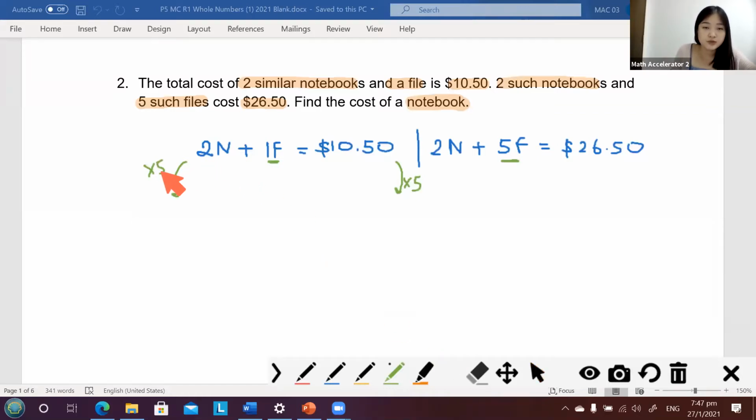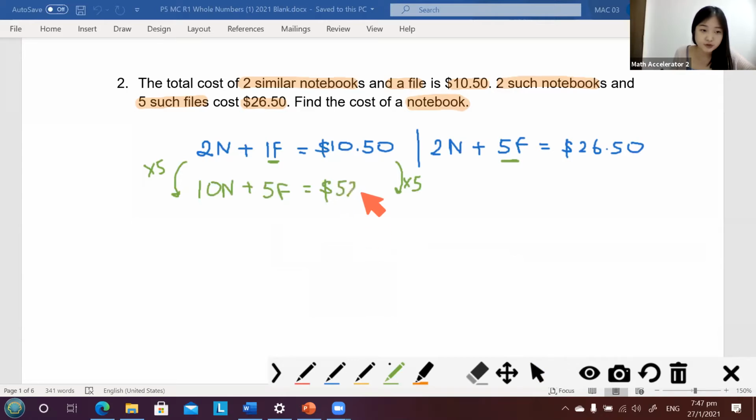Okay, so remember when you multiply by 5, the entire equation here, we need to multiply by 5. It comes in a set. So this is 10 notebooks plus 5 files equals $10.50. Go and calculate times 5. What will you get?